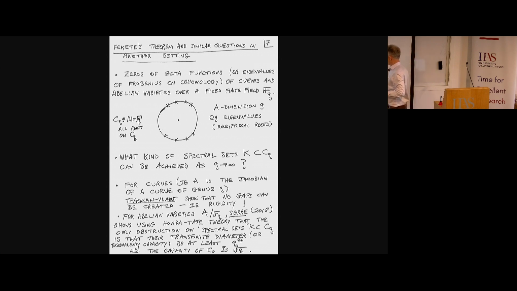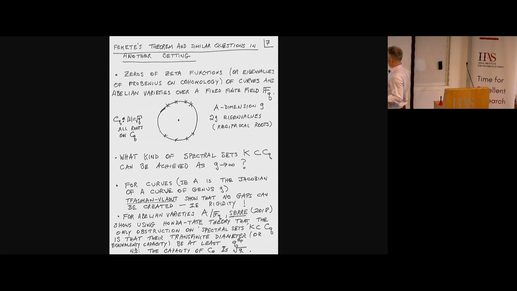And we can ask the same question. We fix q, and we let the genus go to infinity, either the dimension of the abelian variety or the genus of the curve, and we ask, what gap set can we make inside? Can we make big gap sets? It's exactly the same question. And this has been asked and answered by Serre recently. Actually, Serre is quite advanced in age, but his mind is still there, so he still writes beautiful papers. And this is from 2019.